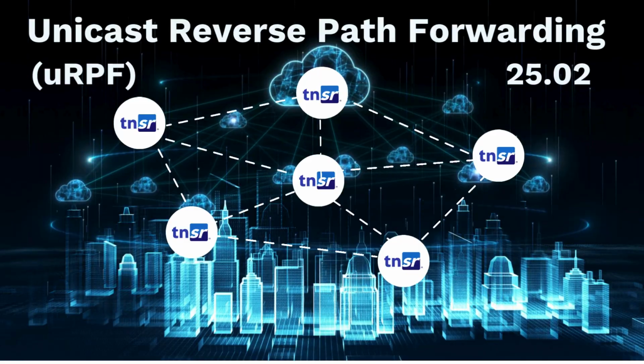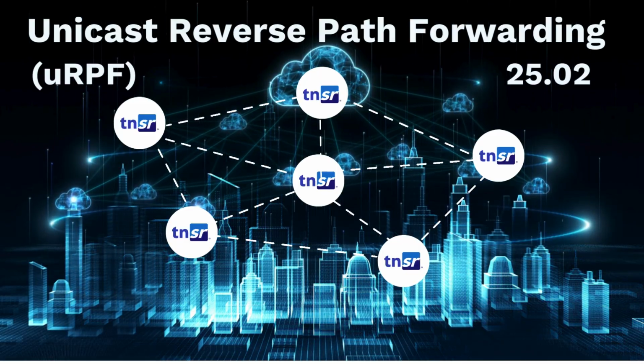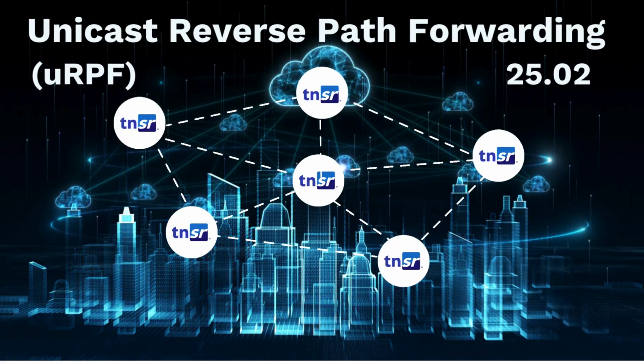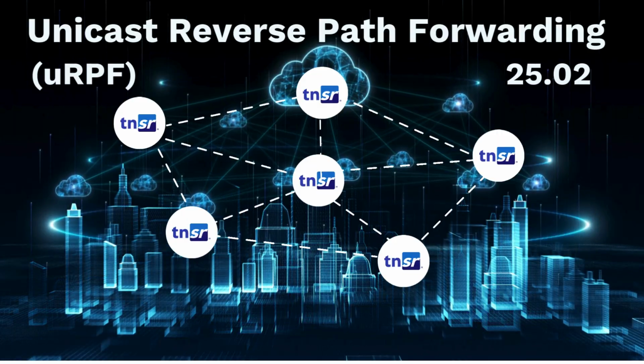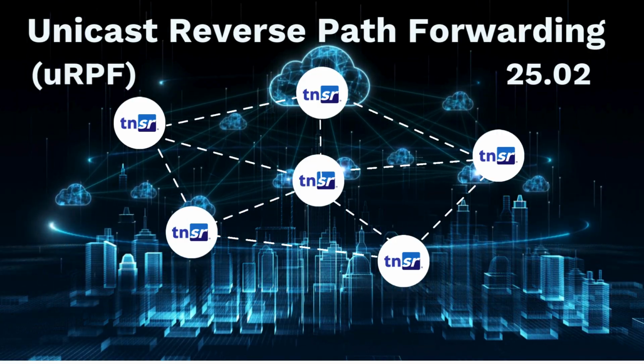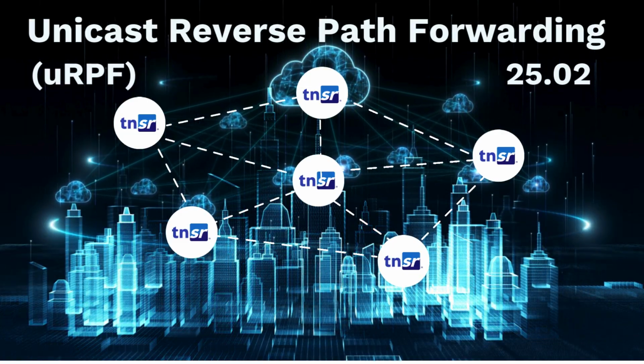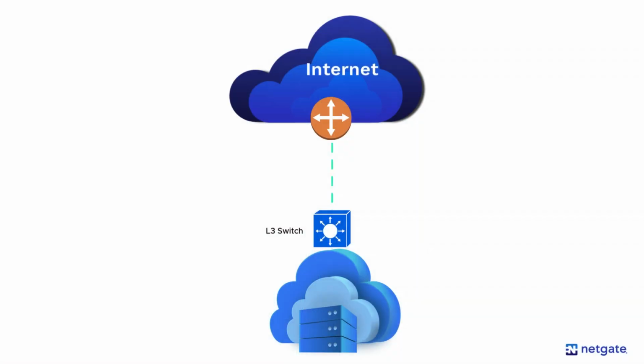Netgate introduced Unicast Reverse Path Forwarding, also known as uRPF, in version 25.02, and this is a very simple way of filtering bogus traffic. In this use case, we will assume that you are providing internet services to your customers. Here we have a very simple network, with Tensor acting as the edge router and a layer 3 switch serving your customer LAN. Traffic flows into and out of your LAN like normal, and all customers are happy.